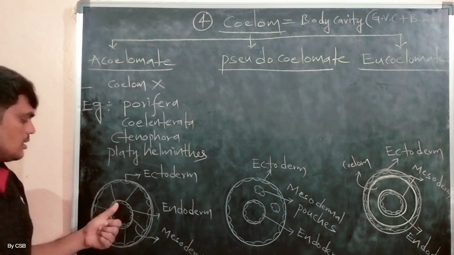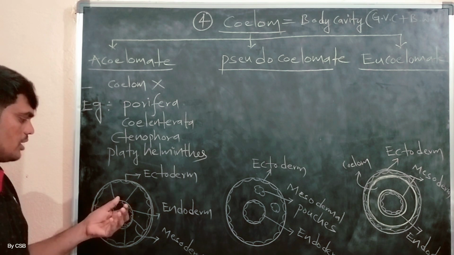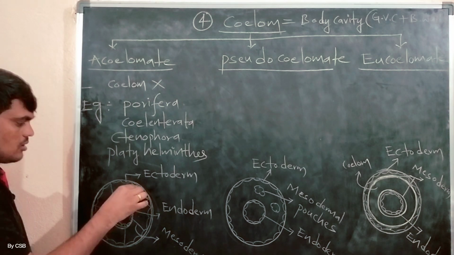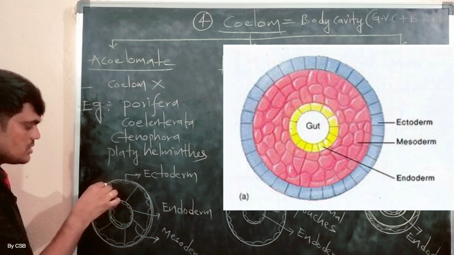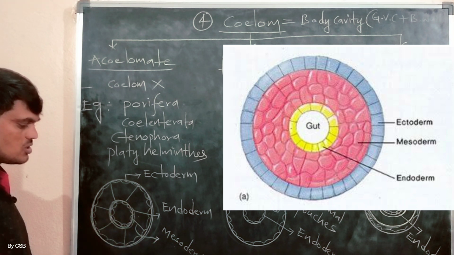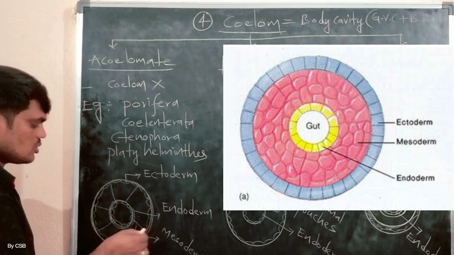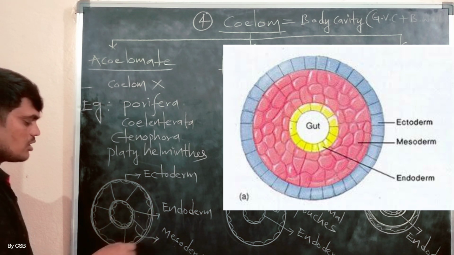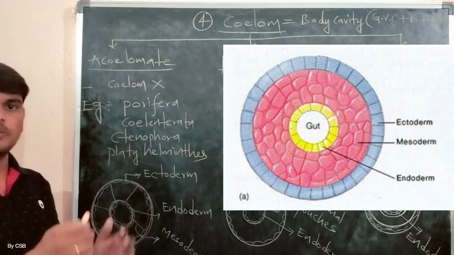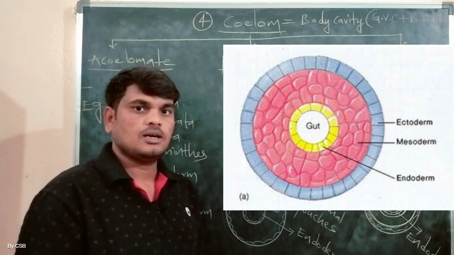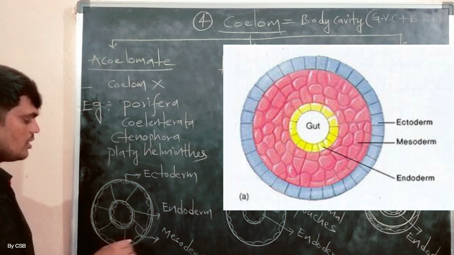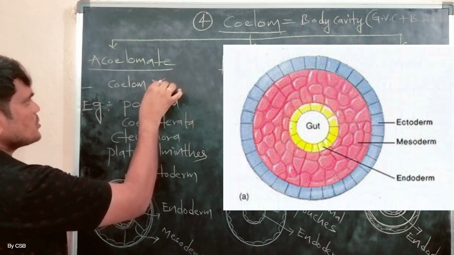So they do not show coelom. Body cavity is absent. Somewhere we can observe mesoderm like spokes. In this case, only the ectoderm layer and the endoderm layer are present. In between them, some mesoderm is present, but the mesoderm does not line the ectoderm and endoderm. Ectoderm and endoderm layers are not lined by mesodermal cells. Hence, there is no presence of body cavity. If any empty space is present, it is totally filled with the tissue. So coelom is absent in them.